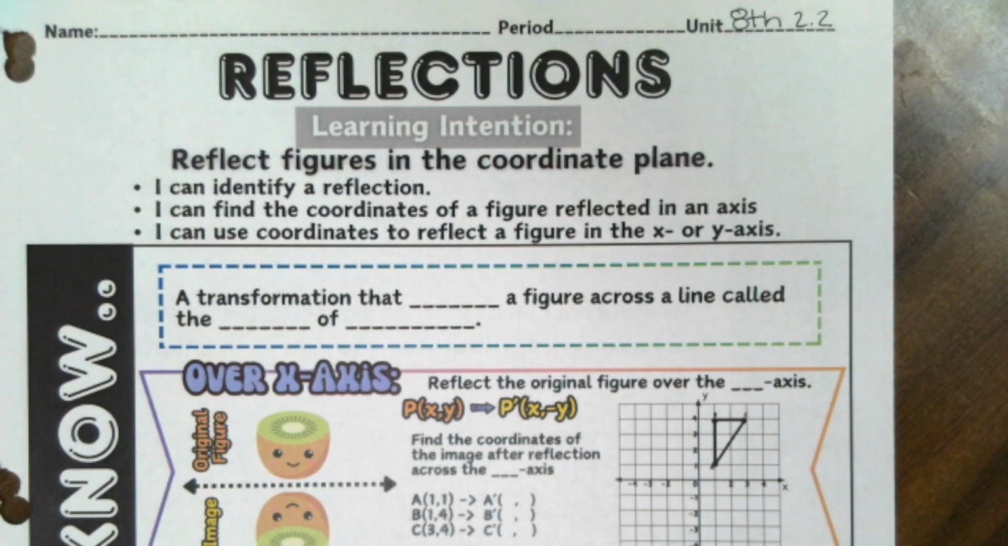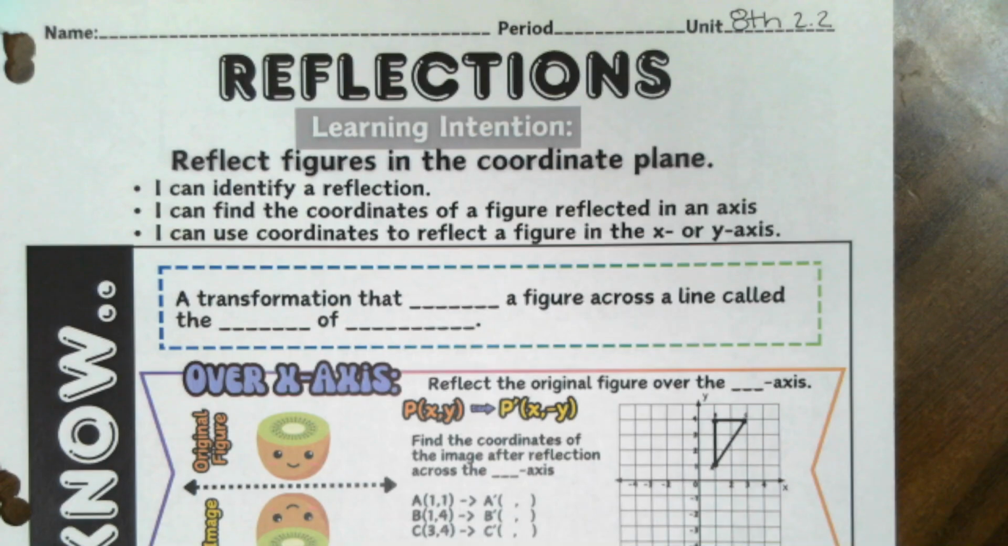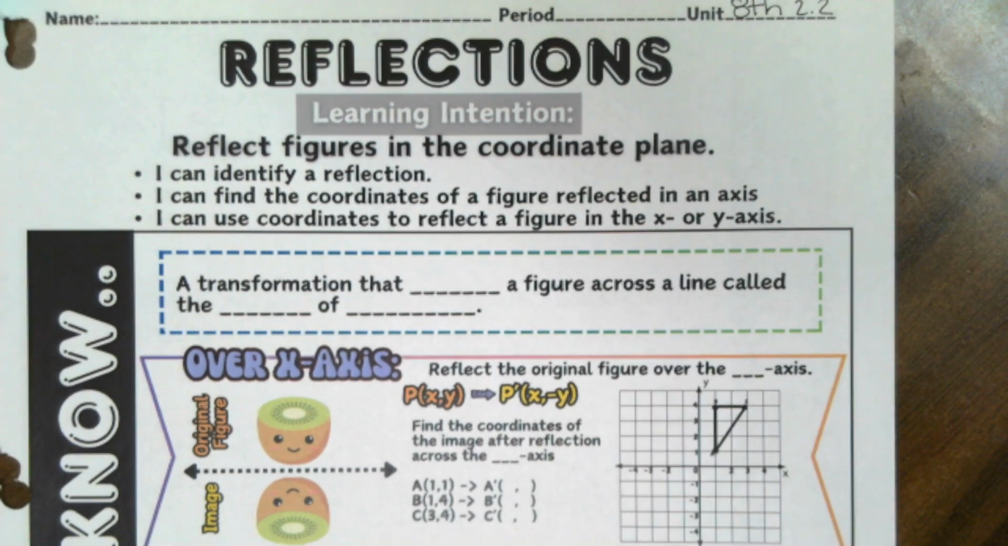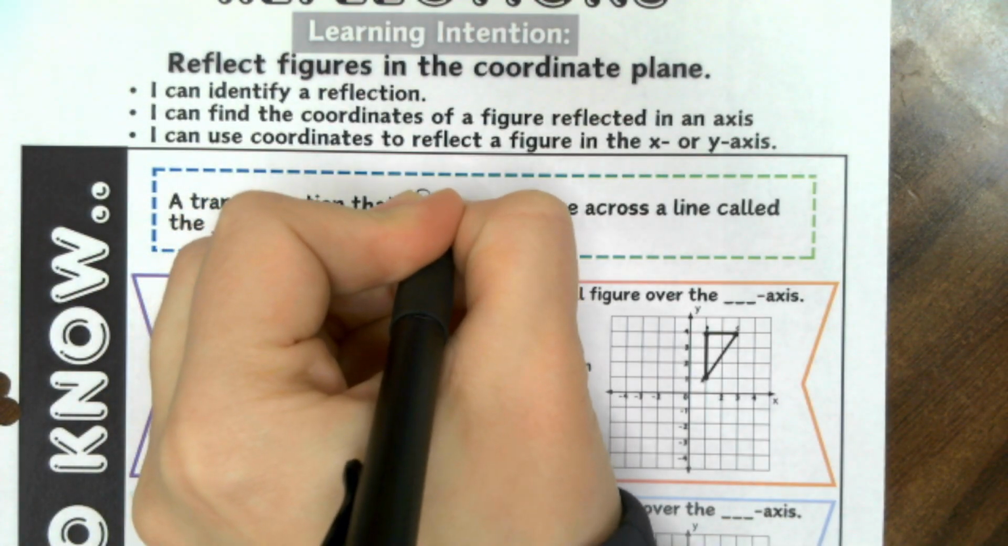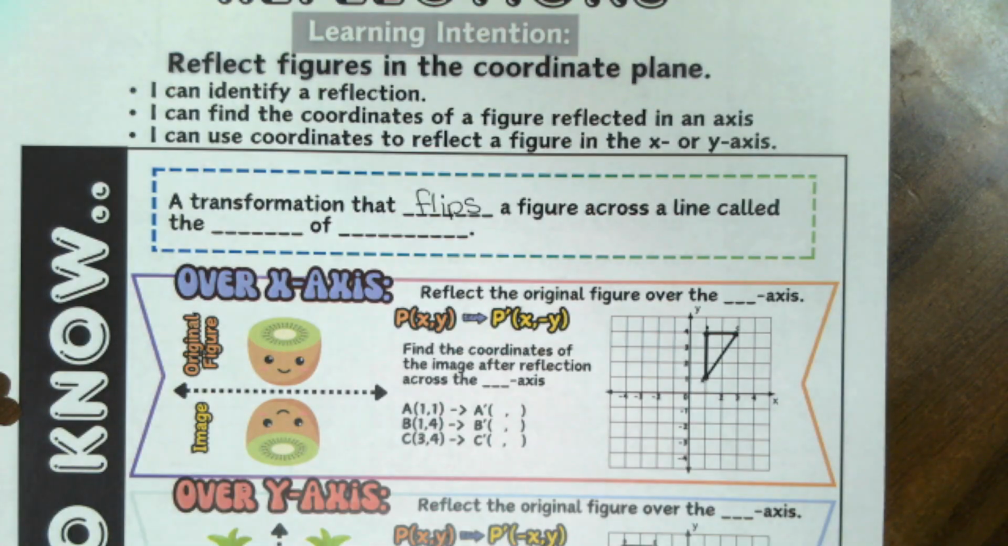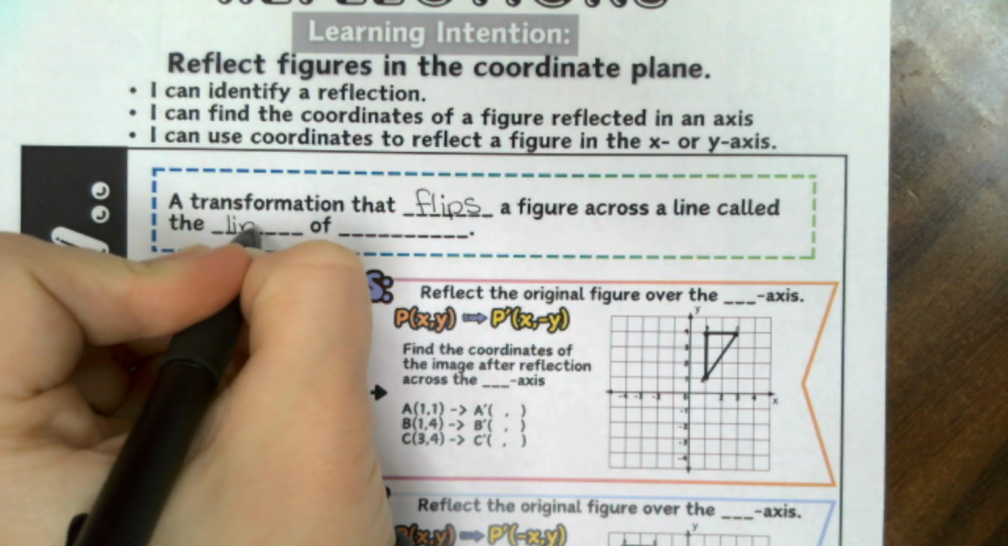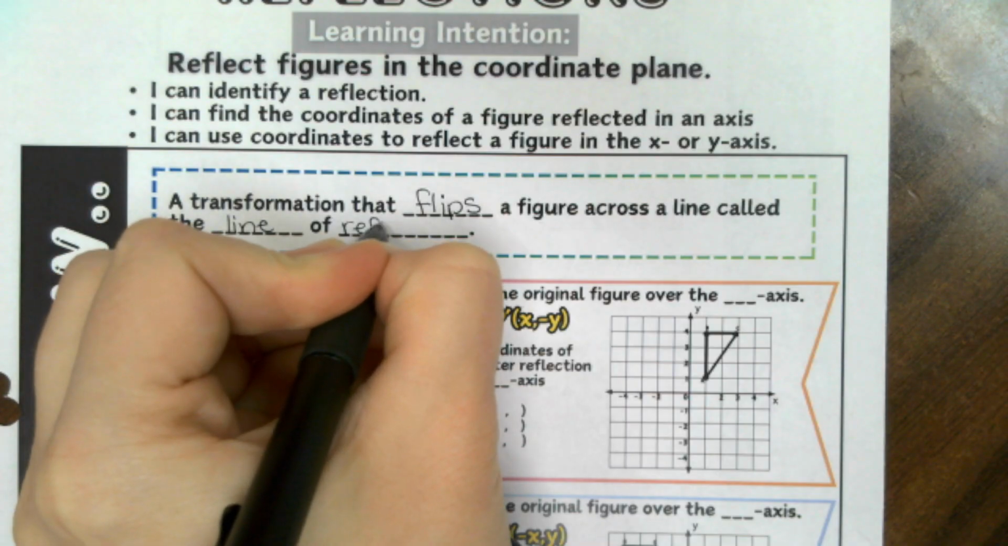And you'll know you're successful with that when you can identify a reflection, when you can find the coordinates of a figure reflected in an axis, and when you can use coordinates to reflect a figure in the x or y axis. So what is a reflection? A reflection is a transformation that flips a figure across a line called the line of reflection.